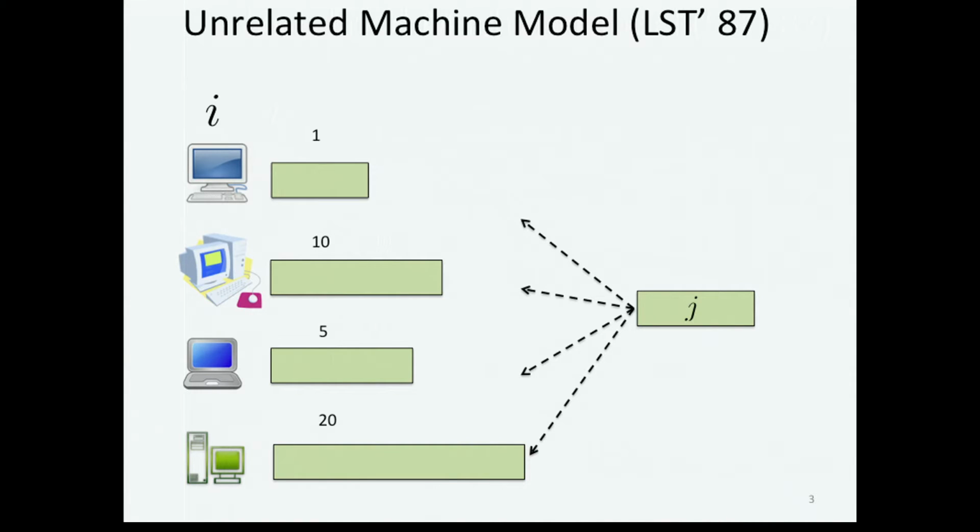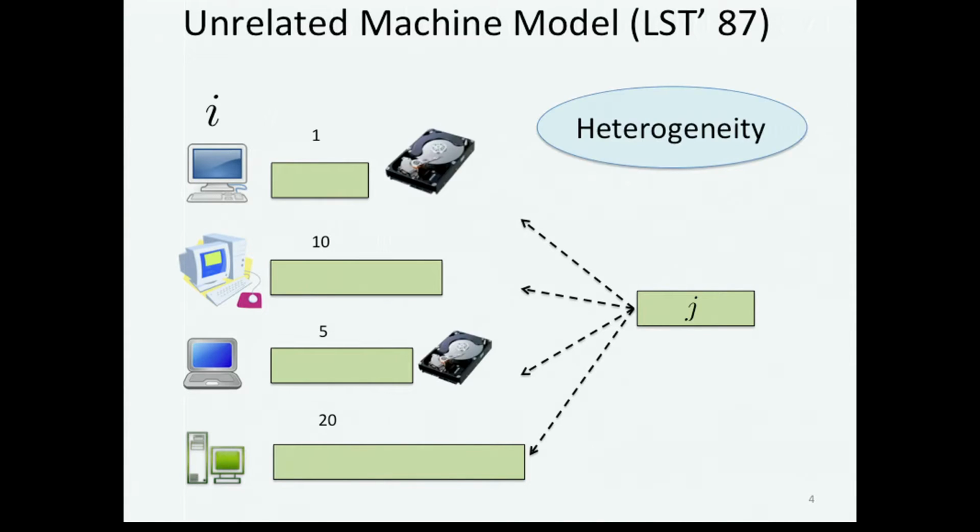So what's the problem? Here we are given a set of machines and a set of jobs, and the reason we call it unrelated is that the properties of the jobs, in particular its processing length, depend on the machine. For example, a job J may take 1 unit if you schedule it on the first machine, 10 units on the second machine, and so on. That's why we call it unrelated machines.